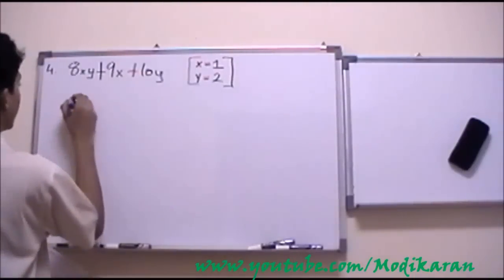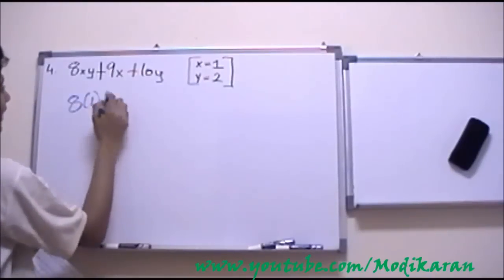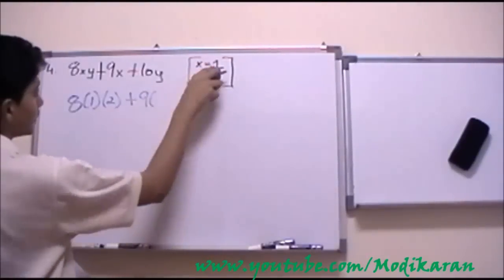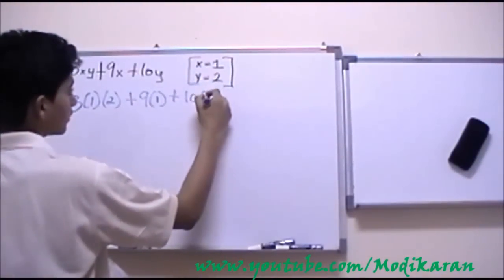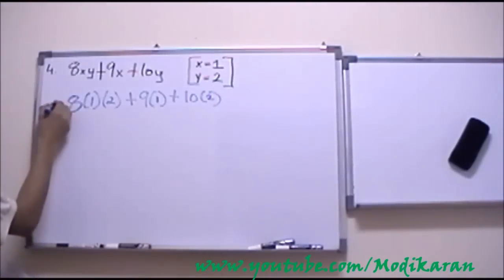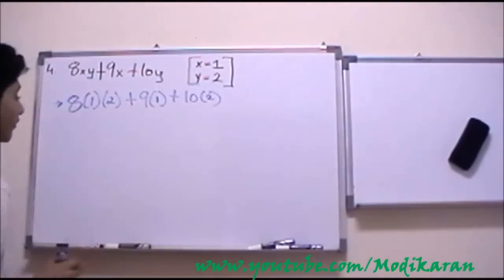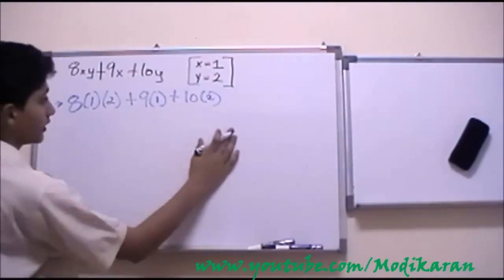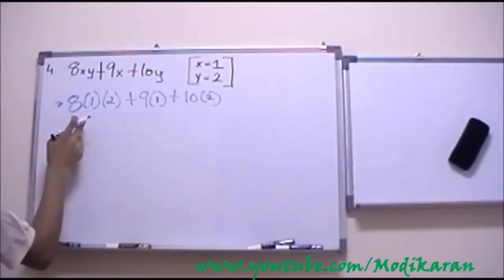So knowing this, let's go ahead and write things down. 8 times x, which is 1, times y, which is 2, plus 9 times x, which is 1, plus 10 times y, which is 2. Now you see how we wrote the whole equation in this form, by substituting the given values. Now let's go ahead and work it out. We're multiplying this because we have no exponents and no parentheses. I wrote parentheses over here because we're actually multiplying.